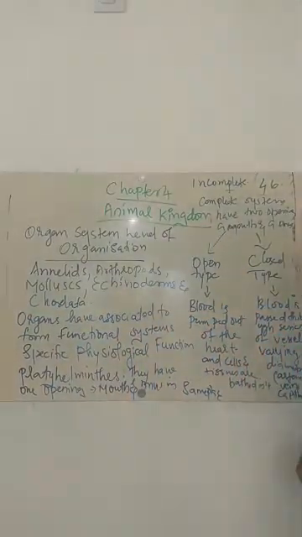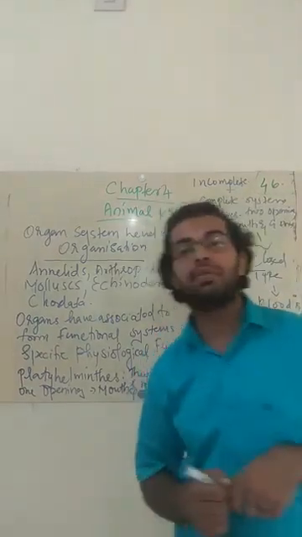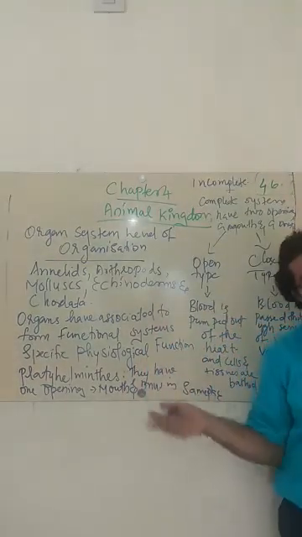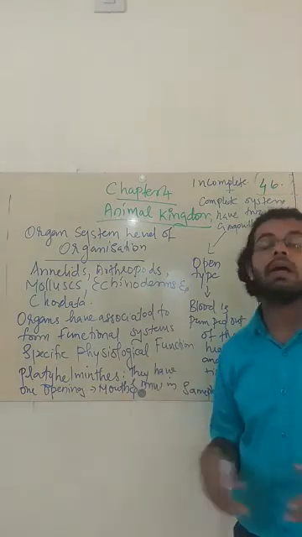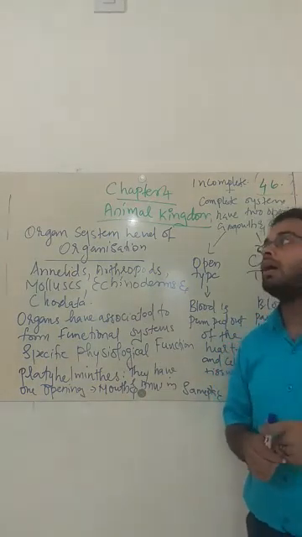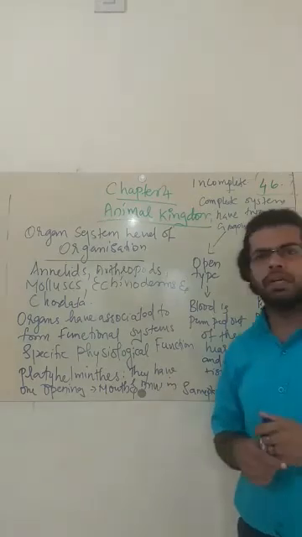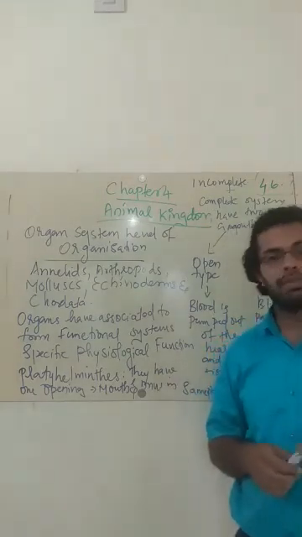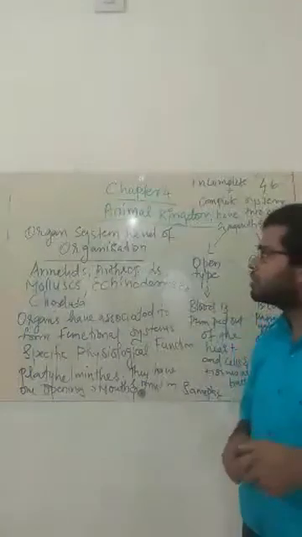I think it's time to complete the class. We will get into the next section, symmetry and diploblastic organization, in the next class. I think you have understood what I have taken. It's very easy for you when compared to the plant kingdom, and we will get into the next section on Tuesday.